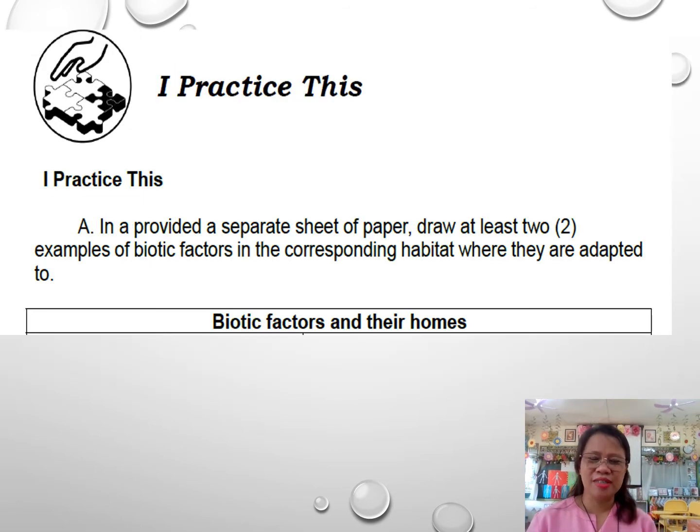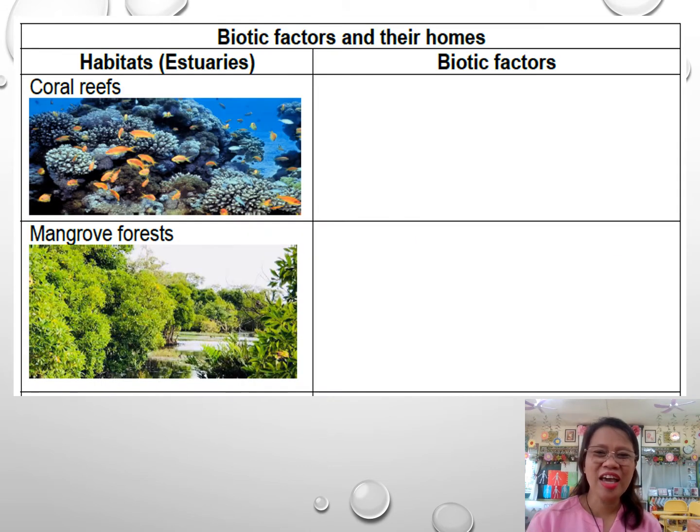Okay, I practice this. In a provided or separate sheet of paper or answer sheet, since I provided you with it, draw at least 2 examples of biotic factors in the corresponding habitat where they are adapted. So draw only two for each environment that I give. Okay, you're going to draw biotic factors for coral reefs, two of them. Can you still remember? Oh, the fishes.